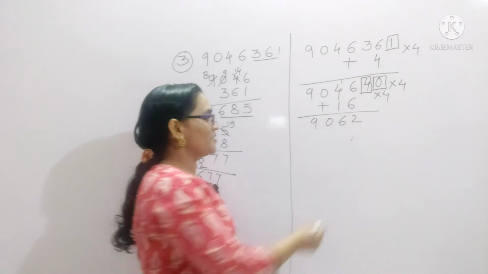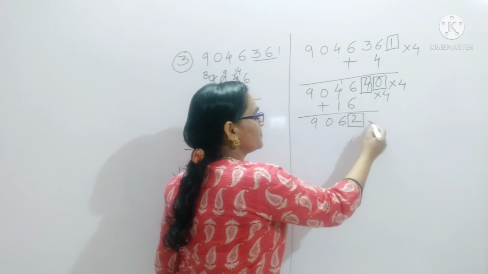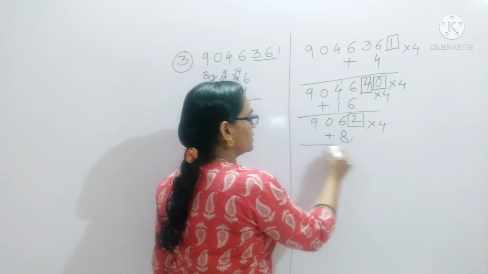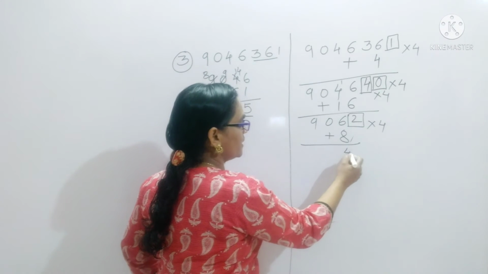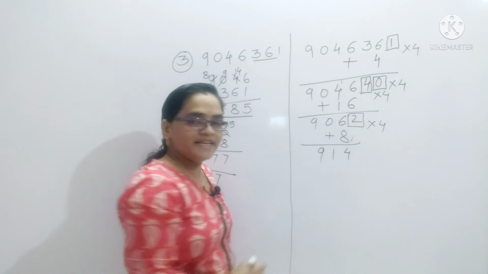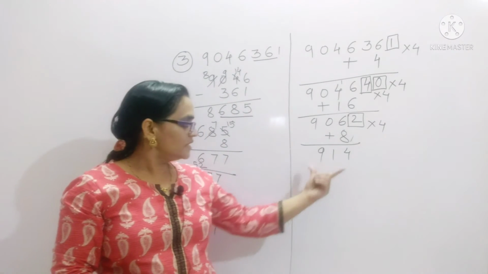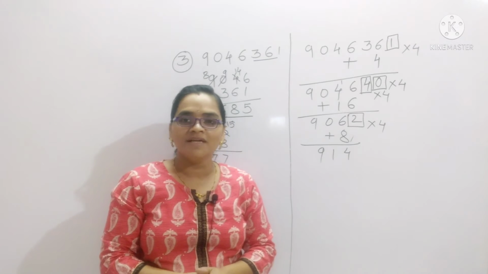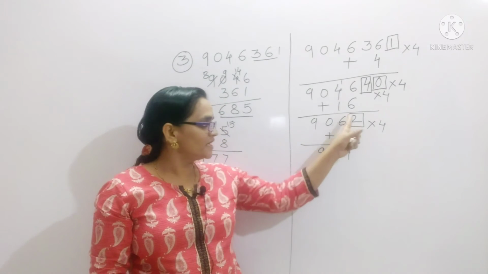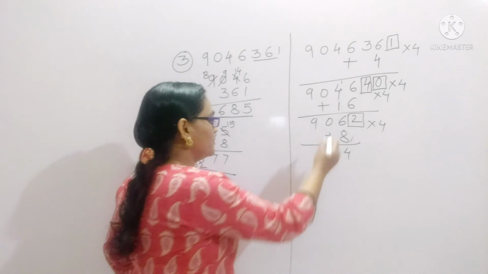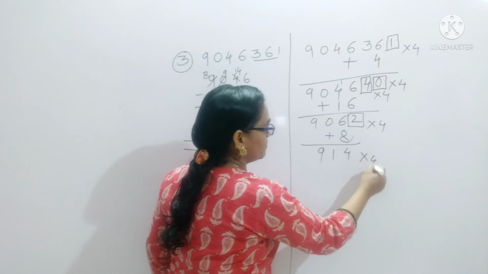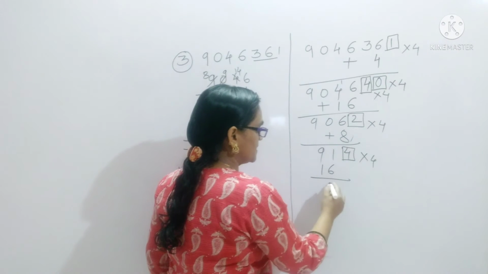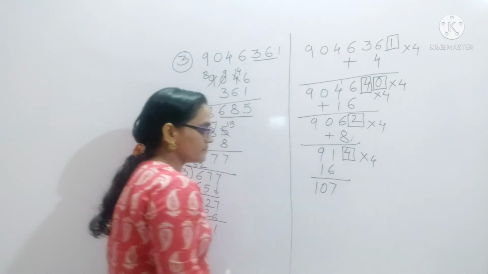9062. Again check the ones place digit, 2. Multiply it by 4. 2 4s are 8. Add 8 to the remaining number. 8 plus 6, 14. 914. Now here also you can check whether 914 is divisible by 13 or not. But we can do further by doing the same process. Multiply 4 by 4. 4 4s are 16. 6 plus 1, 7. 9 plus 1, 10.